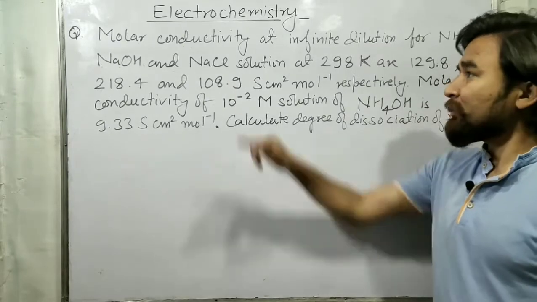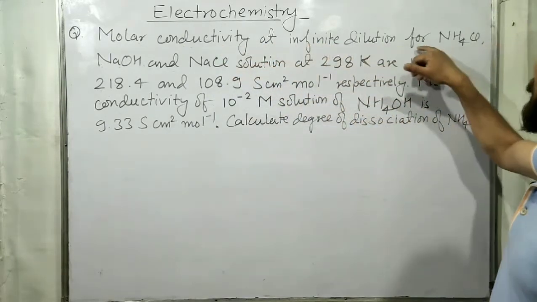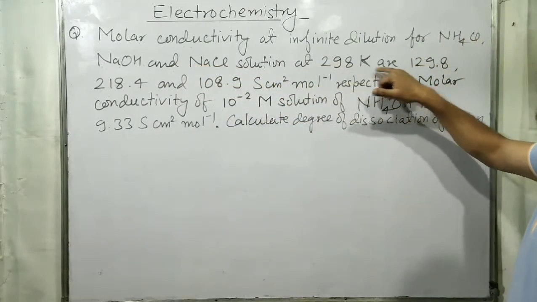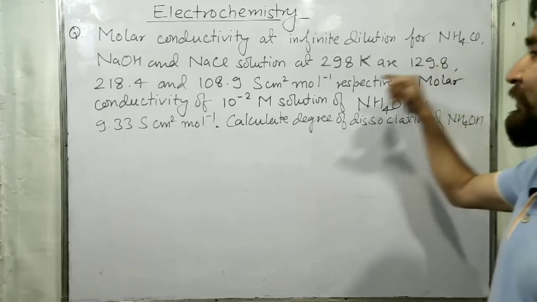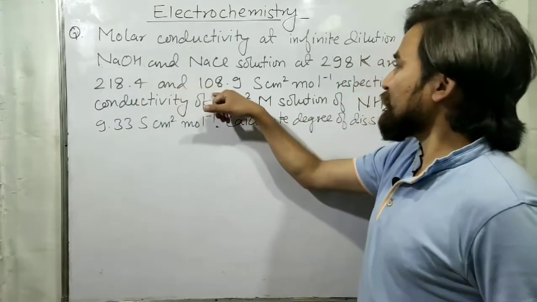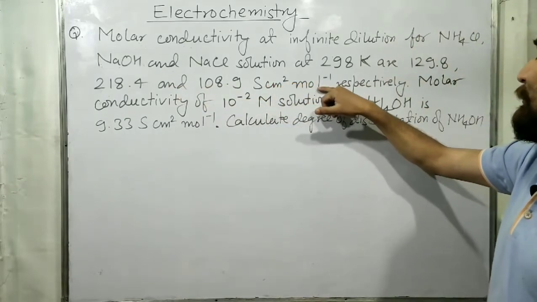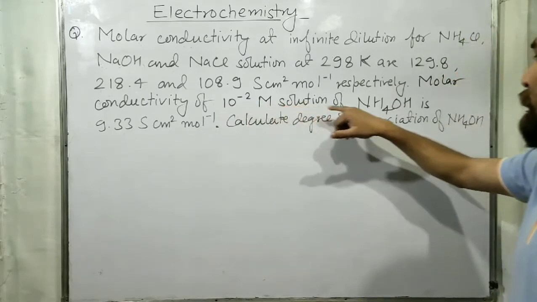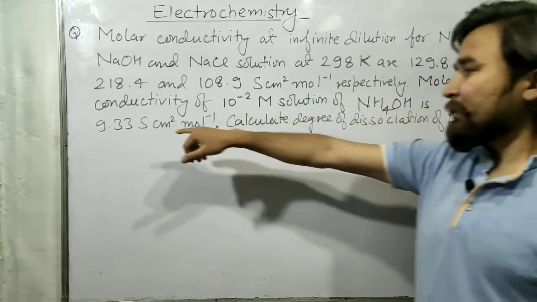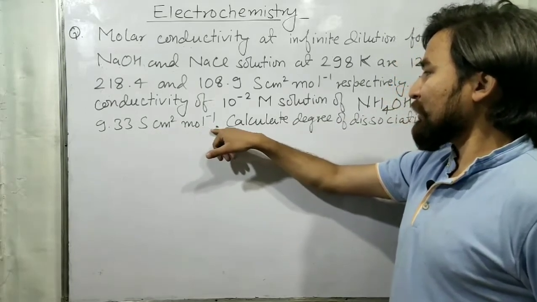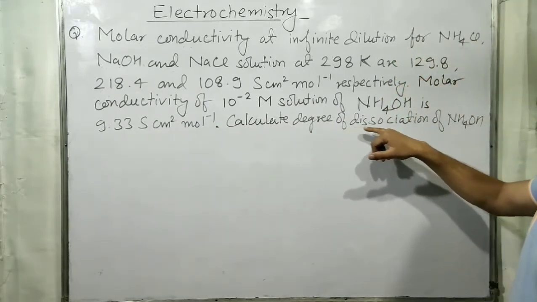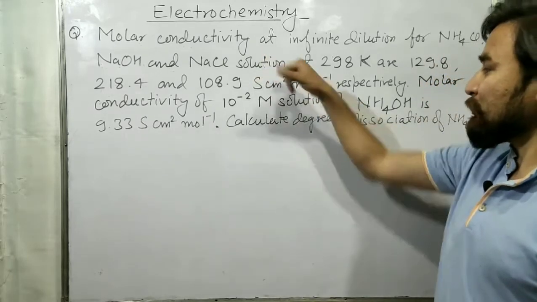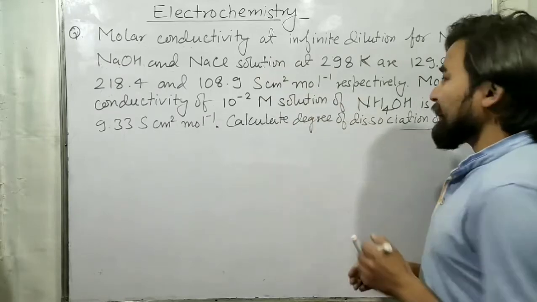So this is the question: molar conductivity at infinite dilution for NH4Cl, NaOH and NaCl solution at 298 Kelvin are 129.8, 218.4 and 108.9 Siemens centimeter square per mole respectively. Molar conductivity of 10 raised power minus 2 molar solution of NH4OH is 9.33 Siemens centimeter square per mole. Calculate the degree of dissociation of NH4OH. So in this question you have to calculate the degree of dissociation of NH4OH.